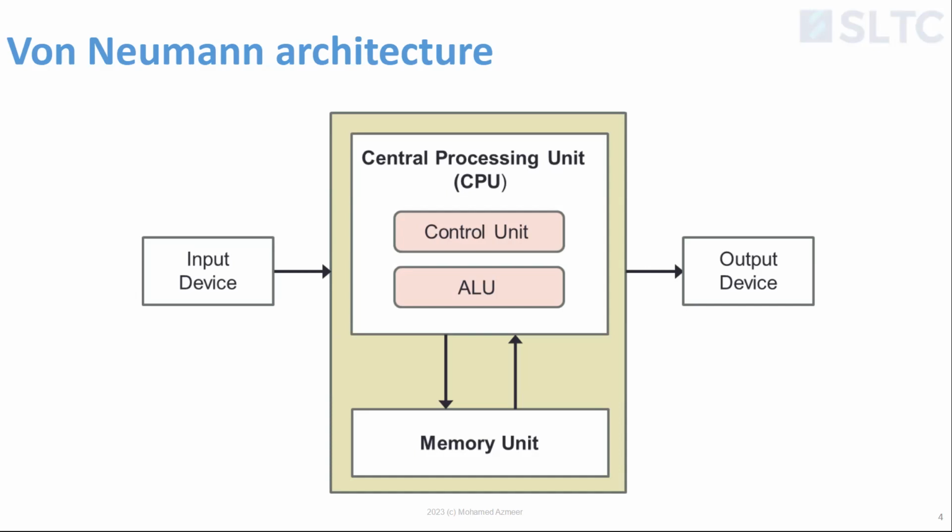Now to this, there are other two things connected, which is the input side and the output side. So input can be keyboard or a mouse or microphone, anything. Whereas the output can be speakers, screen, anything for that matter. Okay, so this is the von Neumann architecture.